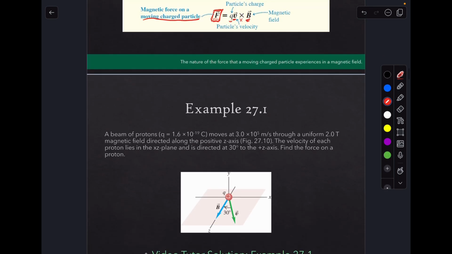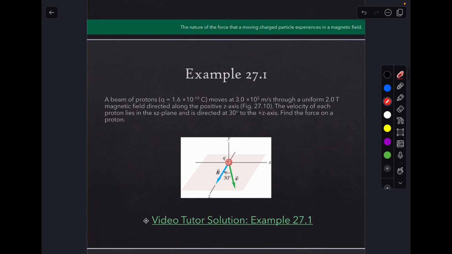So let's put all this into action here. Let's look at this example. We have a beam of protons, each proton has a charge of positive 1.6 times 10 to the minus 19 coulombs. They're moving at 3 times 10 to the 5 meters per second. So here's Q, and this is V, magnitude. They're moving through a uniform magnetic field of 2 Tesla. There's our B magnitude. And the direction of that magnetic field is along the positive Z-axis.